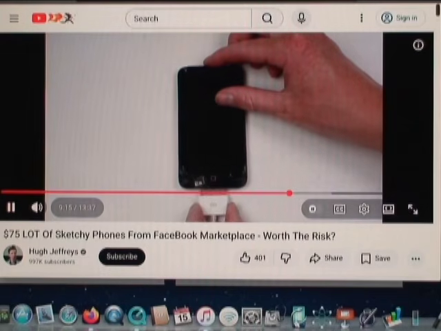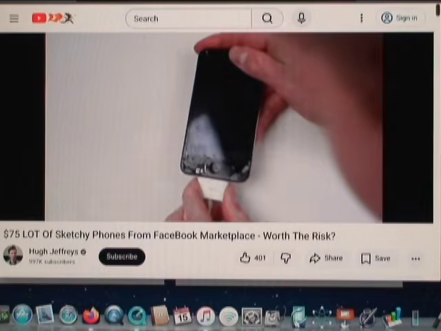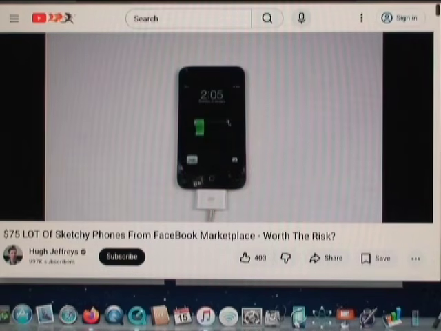It's well used, and I had a bit of trouble connecting the 30-pin cable, but with a bit of persuasion, it connected. It hasn't got a lot of apps, but it's crammed full of music.